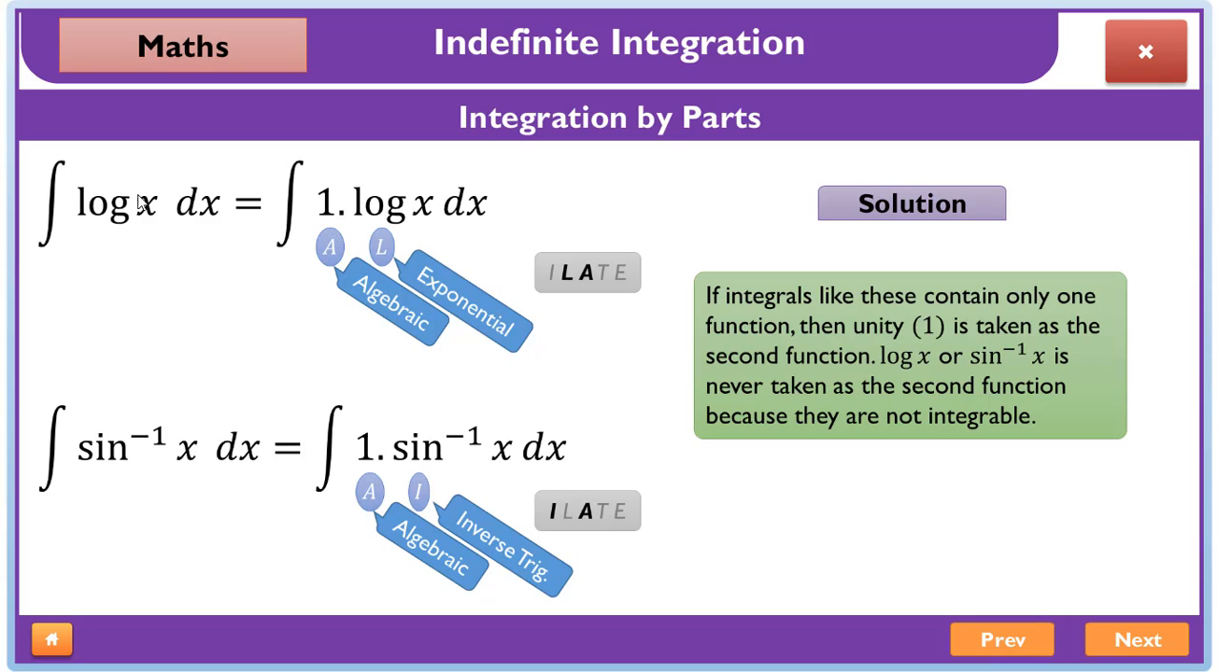Take another example, integral of log x dx. Here log x is a single function only which cannot be integrated directly. So multiply unity here. So this gives us 1 dot log x dx. Here 1 is an algebraic function. In fact, it is a constant function, so it can be categorized as an algebraic function, and L is a logarithmic function. So in the order of ILATE, logarithmic function comes first. So take log x as the first function and 1 as the second function. We cannot take log x as the second function because it is not integrable.